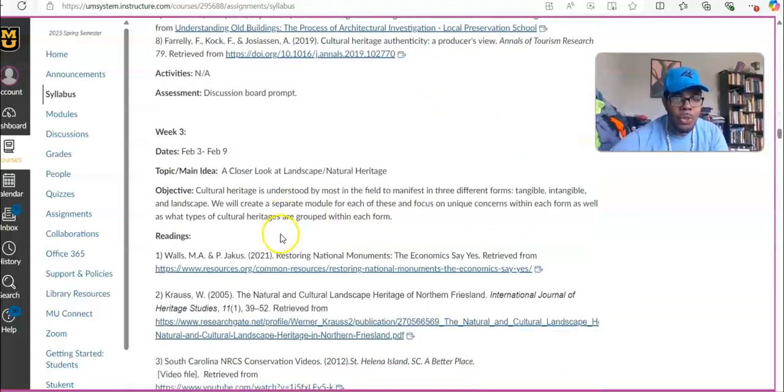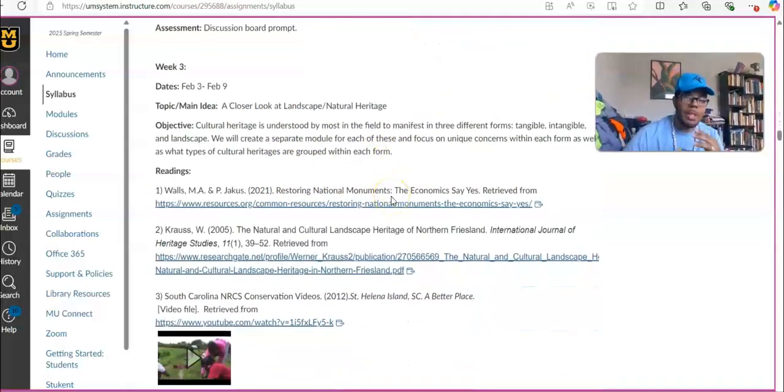So for week 3, the landscape heritage is actually a lighter topic. Because you had those 2 heavy, hard introductory course topics in weeks 1 and 2, week number 3 gets a little bit of a break. The landscape and natural heritage readings are going to be a little less academic. They're less heavy, so it gives you a bit of a break from all that academic stuff that you had to do in the first 2.